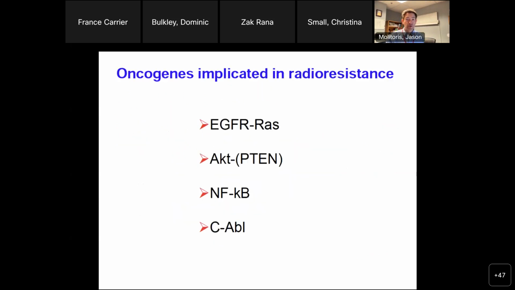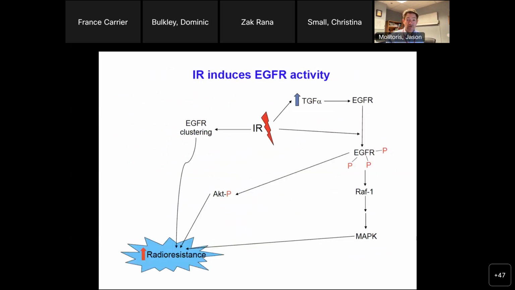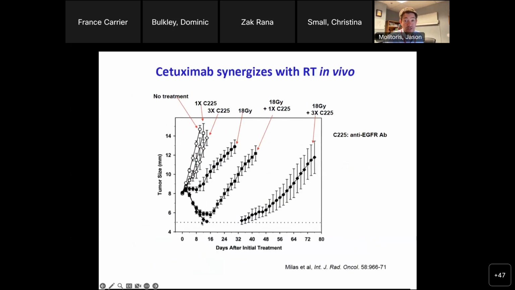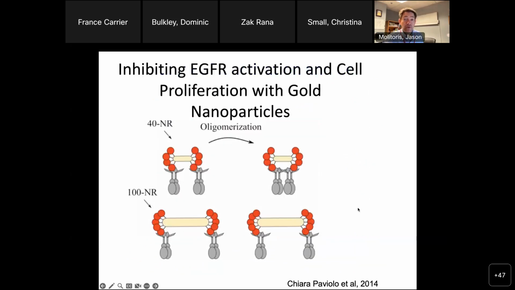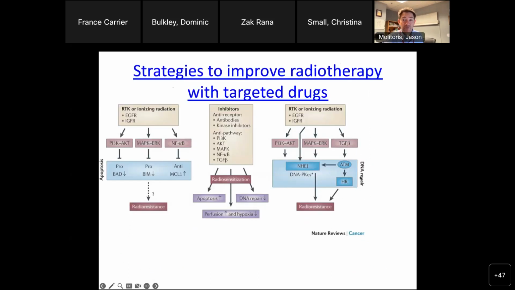A little bit of in vivo data. Here's a bunch of the oncogenes. We've gone through the majority of these, but radiation can lead to EGFR clustering and radio resistance. It can lead to activation of EGFR through the TGF alpha pathway and lead to radio resistance. This is the data for cetuximab that we talked about in the preclinical model. And there are potentially other ways that you could inhibit EGFR activation, with gold particles.